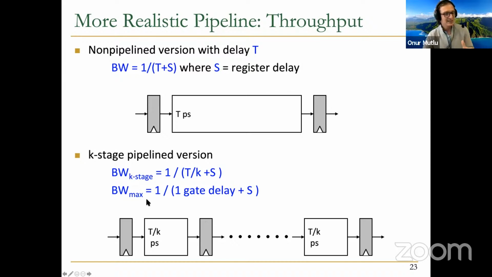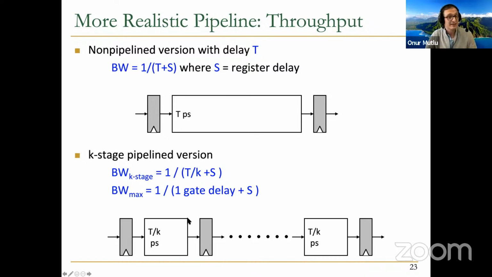So ideally, let's assume that you divided the pipeline as fine-grained as possible. Each stage takes only 1 gate delay. Let's assume that that's the maximum you can go. Now your throughput is limited by s. So in the ideal case, as gate delay becomes 0, your bandwidth is limited by the sequencing overhead. And that's one of the downsides of pipelining, basically. You cannot pipeline arbitrarily small because you will be dominated by your sequencing overhead.